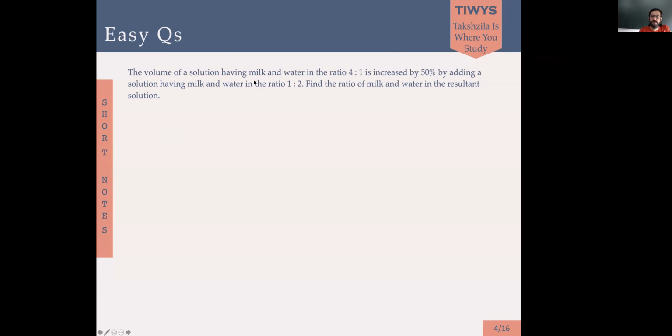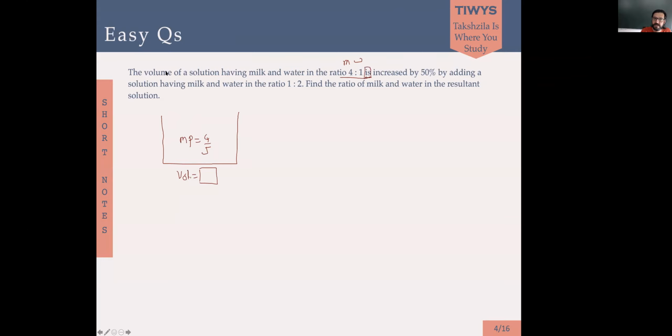The volume of a solution having milk and water in the ratio 4:1. Now this is how much milk and water. So this is your first one, and I would quickly say milk proportion, students, 4/5, directly use in this. And this volume, whatever is there.